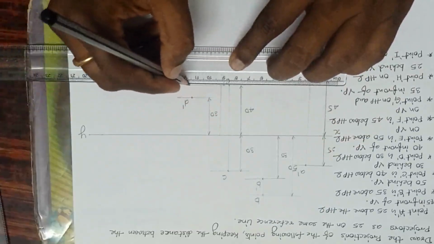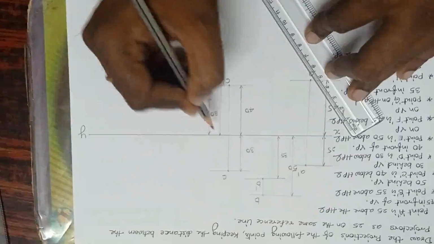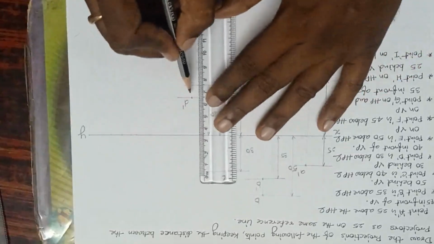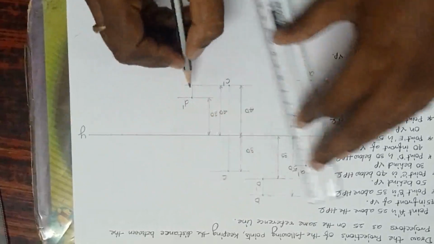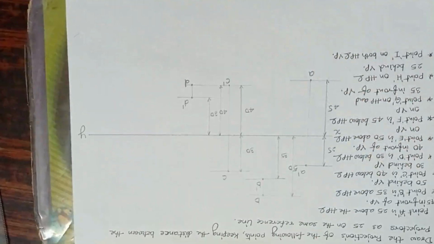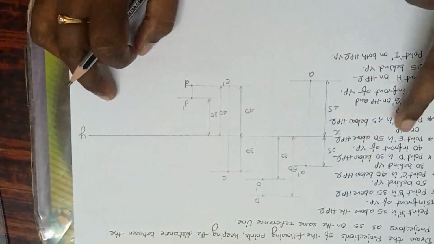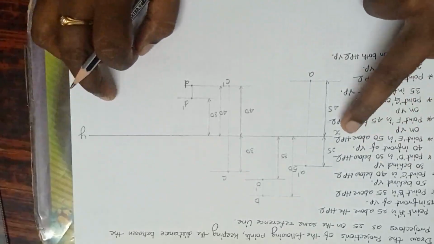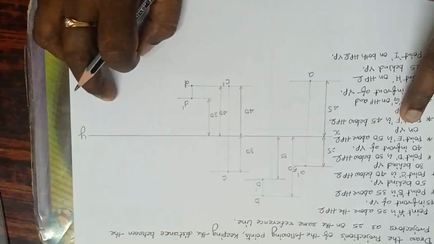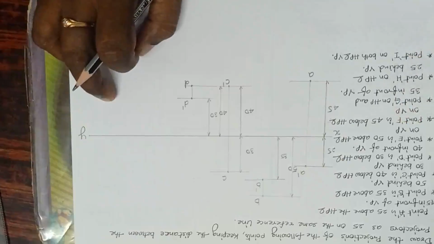This is the line. And what is this? This is 40. Done. So this is point D. Over. Done. Let us come to the next point. Point E is 50 above the HP and on the VP. He is telling 50 above the HP and on the VP.